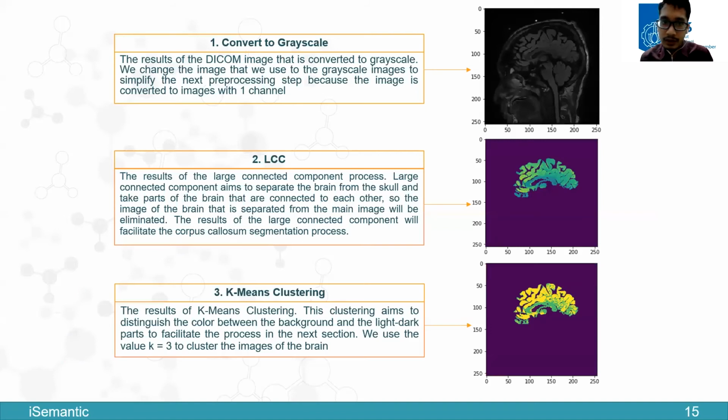For the result of each process, first, the image will be converted to grayscale, and for skull removal, we use adaptive thresholding and LCC, or largest connected component, and the second image is the result of adaptive threshold and LCC. Then we cluster the image as shown in the third image here at the bottom of the page. The brain will be divided into yellow and green color.